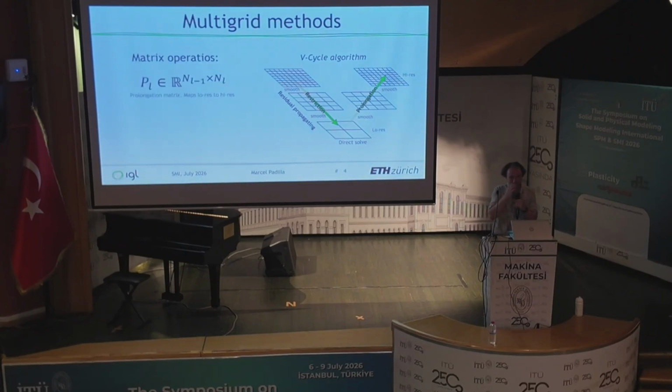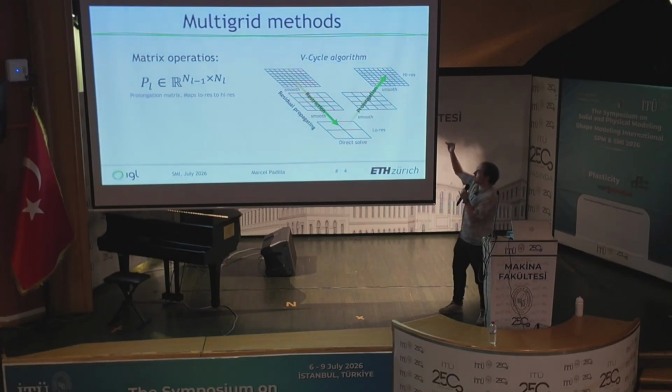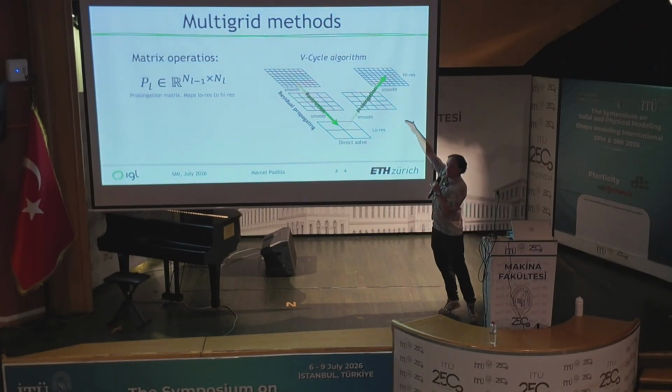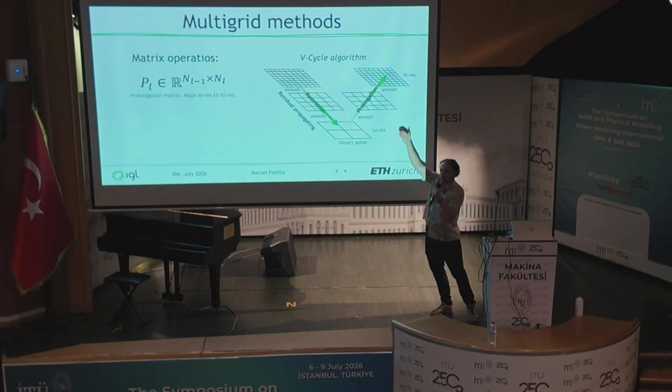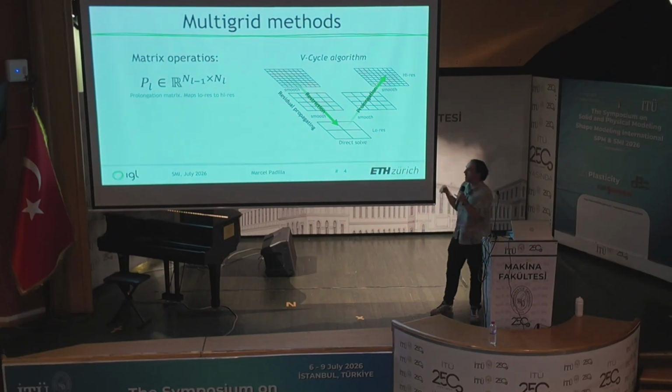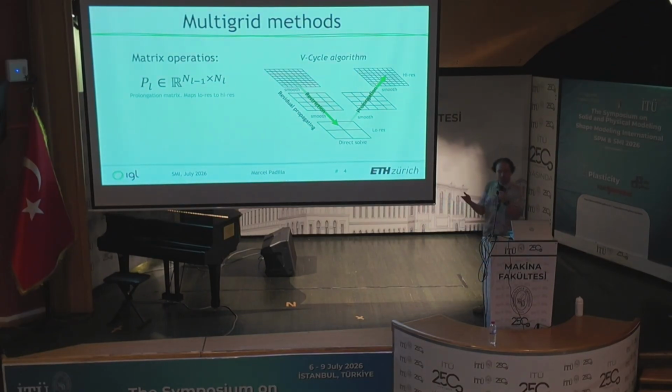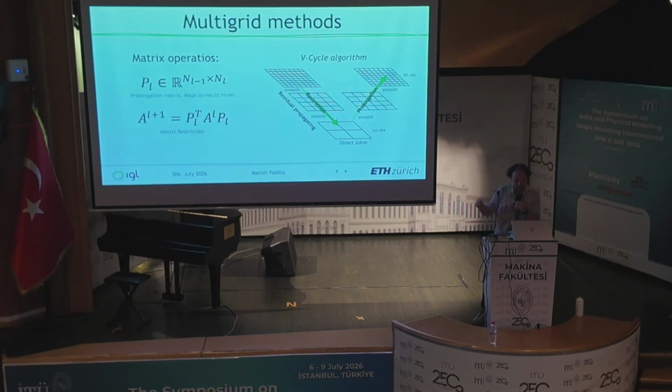And the main ingredient for a multigrid method is the so-called prolongation matrix. The prolongation matrix tells you how to map the values of one level to the next level. And also the transpose of the prolongation matrix tells you how to map the higher level to the lower level again. So it's basically interpolation and extrapolation. And it's a series of matrices, one matrix for each level transition.